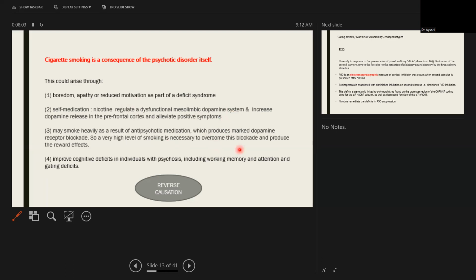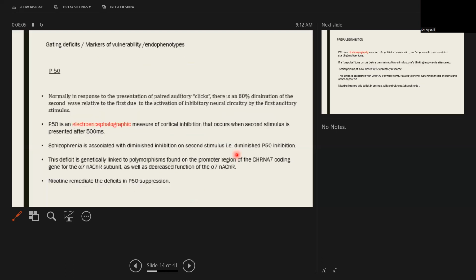Now, what are the various gating deficits or markers of vulnerability or endophenotypes in schizophrenia? First is P50. Whenever we give a stimulus, our cell membranes go into hyperpolarization and become refractory. So whenever a second stimulus is given within a few seconds, the result will not be similar, it will be diminished.